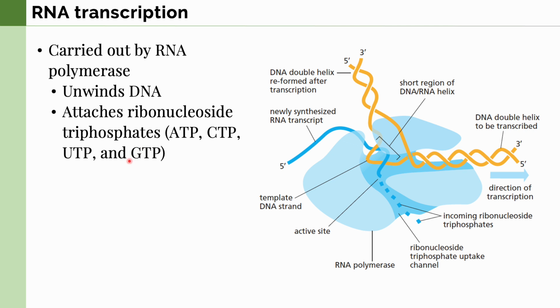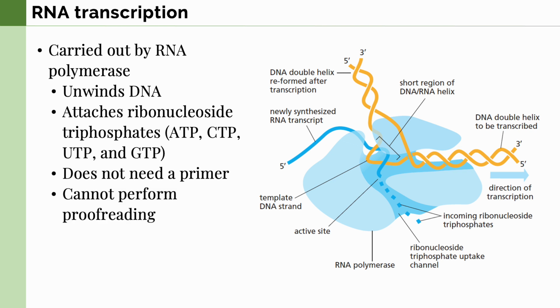Unlike DNA polymerase, RNA polymerase does not need a primer to start a new RNA transcript. But the caveat to this protein is that it cannot perform proofreading, and this means that the different RNA transcripts are very prone to having errors.